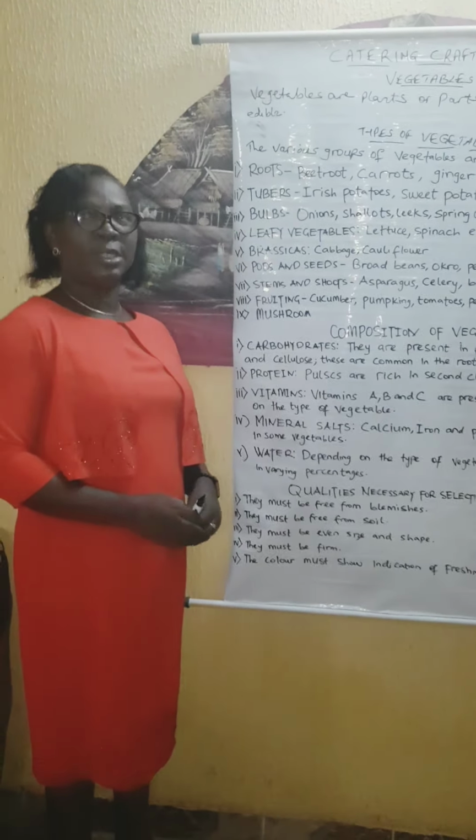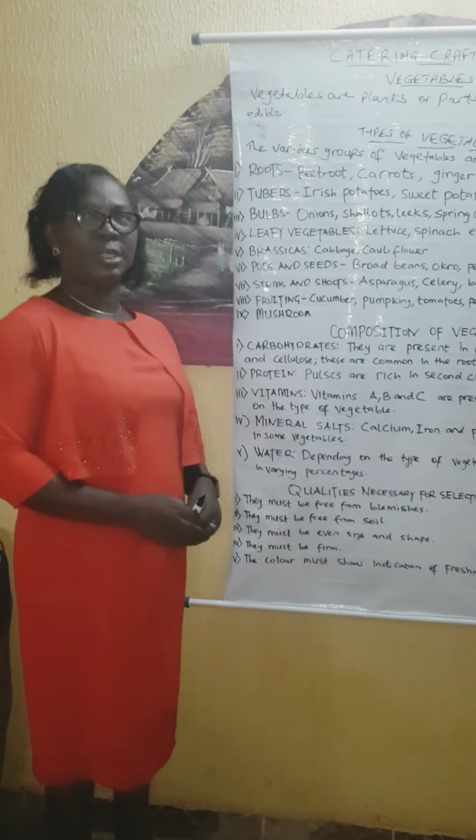Number 4, the leafy vegetables. We have lettuce, spinach, and etc. Then number 5, the brassicas. Examples are cabbage and cauliflower. Some people made the mistake of calling cabbage garbage. Please, the correct pronunciation is cabbage. When you say garbage, you are talking about refuse. But cabbage is very good for salad. You can eat it raw like that.